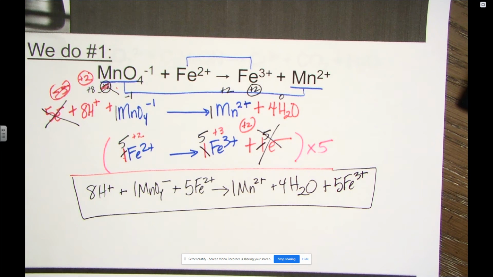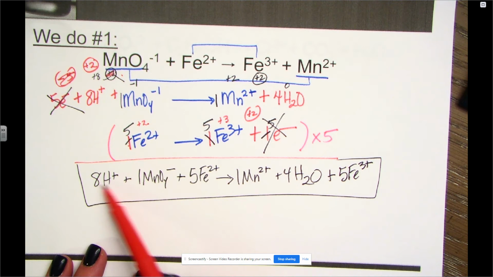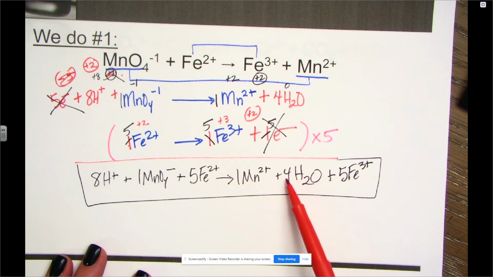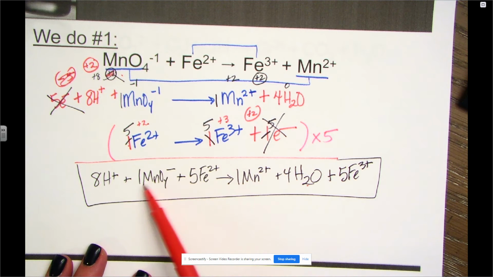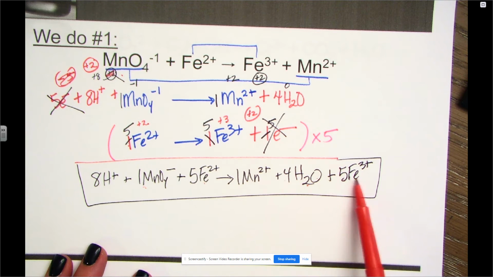Now let's take a look and check to make sure the charge as well as the atoms are balanced. So let's do the atoms first. 8 times 1 is 8 hydrogens. On this side, 4 times 2 is 8 hydrogens. I have 1 manganese, 1 manganese, 4 oxygens, 4 oxygens, 5 irons, 5 irons. So all the atoms are equal.